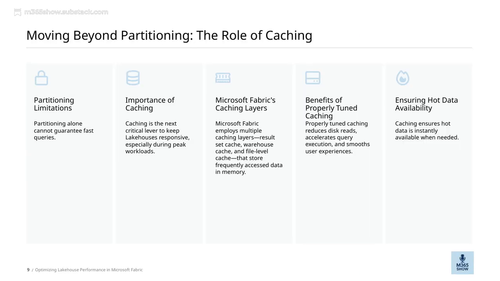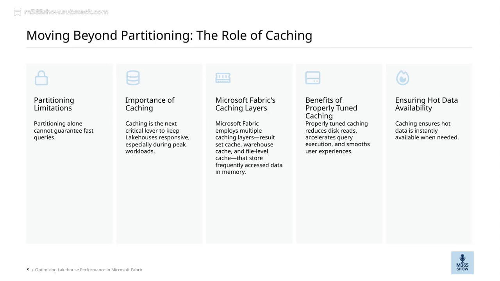Let's talk about caching and why it's so crucial for performance. Caching ensures that hot data, or the data that's accessed most frequently, is instantly available when needed. This means faster response times and a smoother experience for users. Properly tuning your cache reduces the need for disk reads, which can slow things down, and it accelerates query execution overall. Microsoft Fabric uses multiple caching layers, specifically the result set cache, the warehouse cache, and the file-level cache.